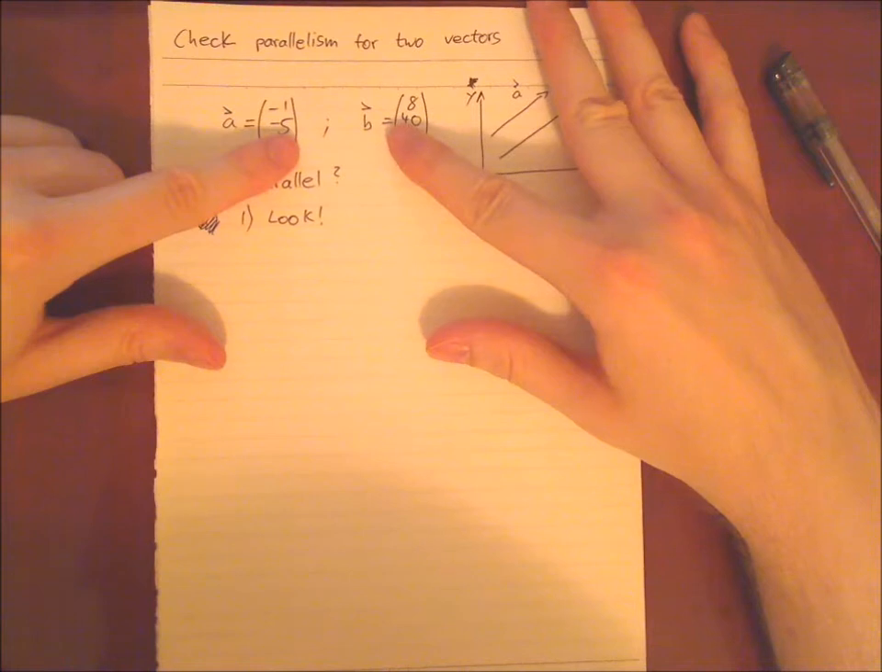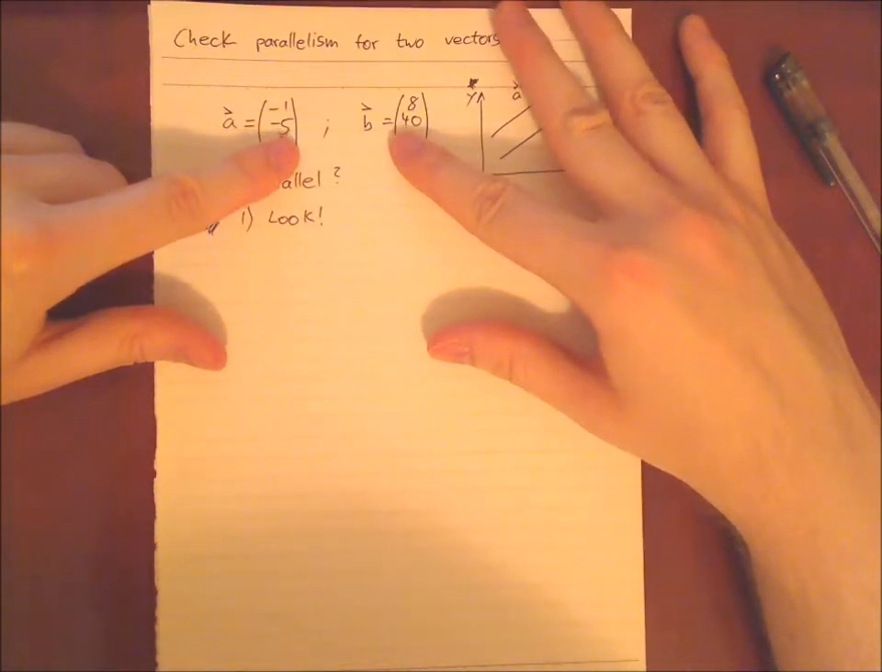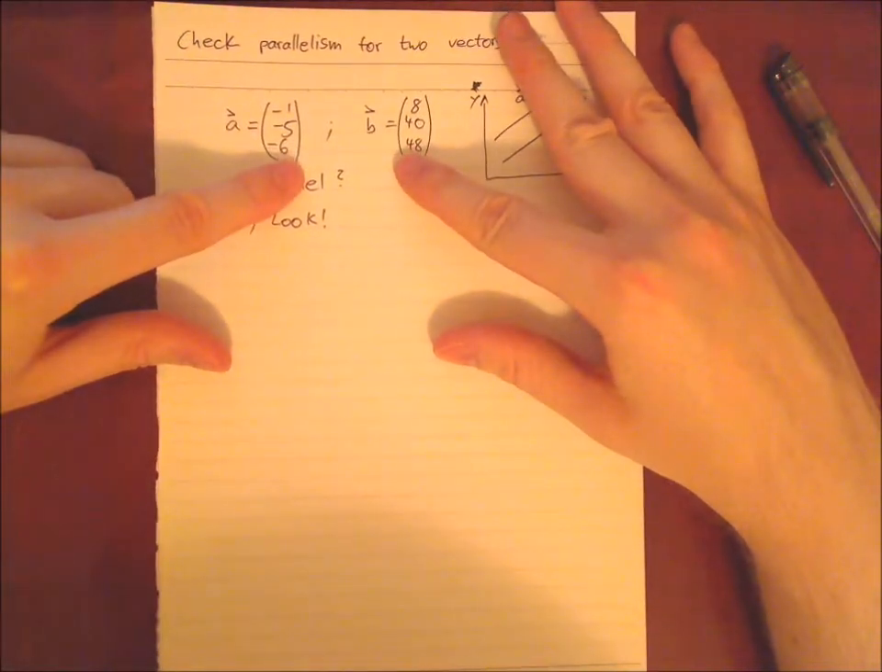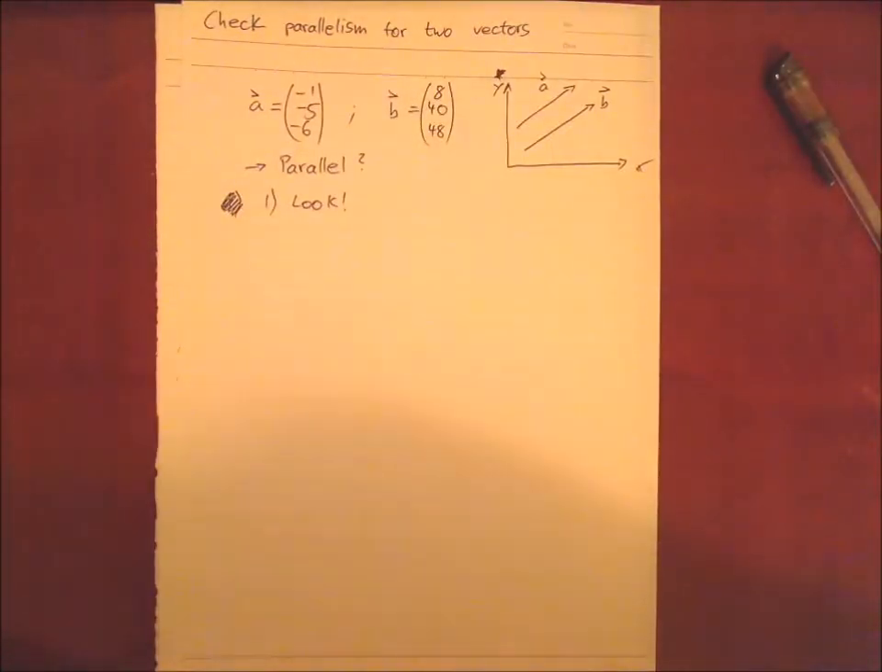And then we can check for the second one: -8 times -1 is 8, -8 times -5 is 40, that's correct. Okay, up to this point they're parallel, and then we look at the third: -6 times -8, and we end up with 48. So just by having a look, we can say both vectors are parallel.